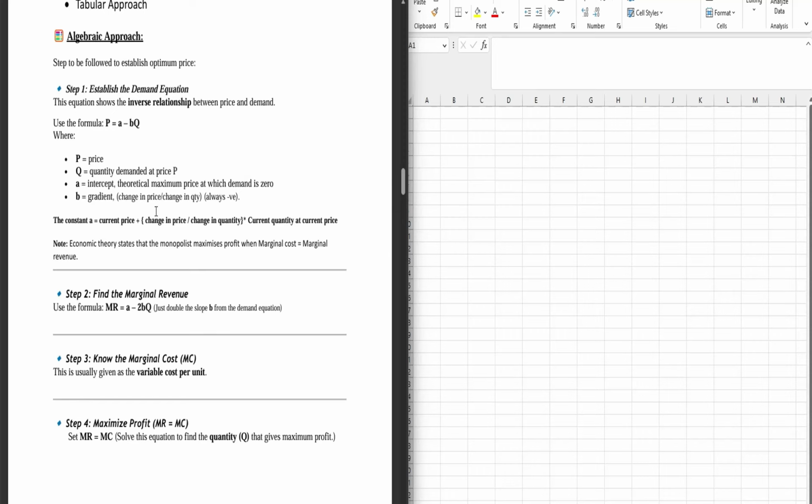After that, the next step is to find out the marginal revenue. How can we find the marginal revenue? It is already given in the question as well. MR equals A minus 2BQ. So we are just doubling the slope from the demand equation.